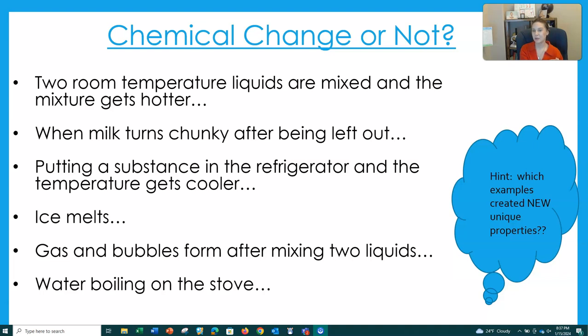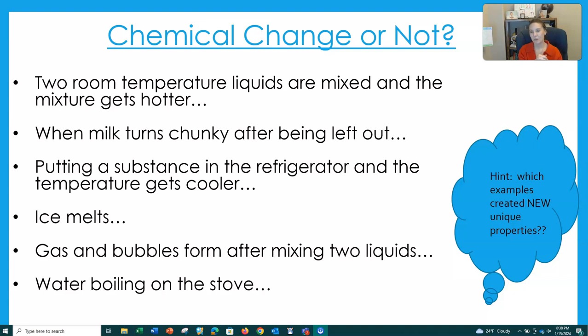Putting a substance in the refrigerator and the temperature gets cooler. Well, you're applying the change of temperature. You were putting it in the fridge. So that would be a physical change. When ice is melting, also a physical change. Gas and bubbles after mixing two liquids, chemical change.